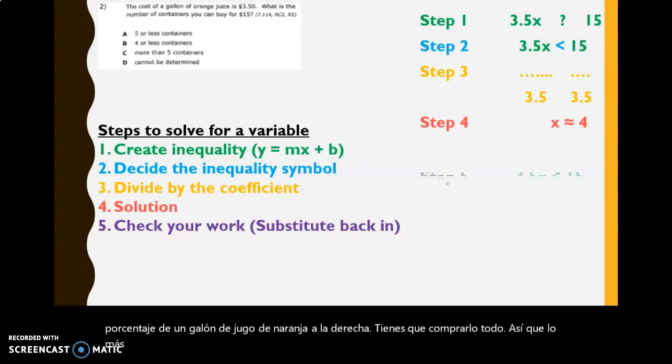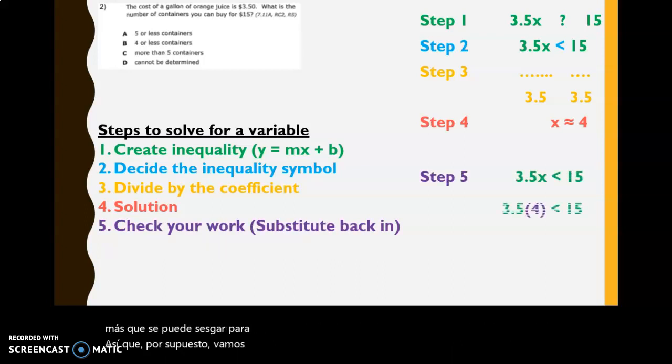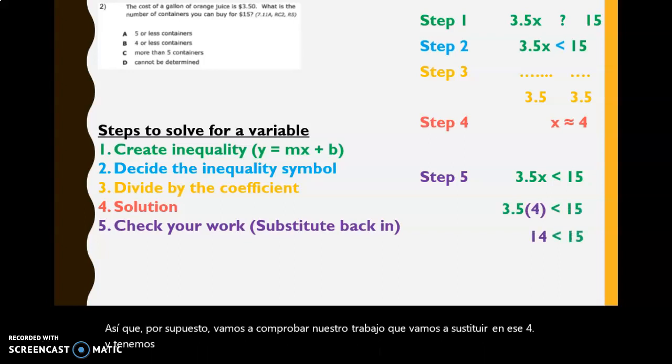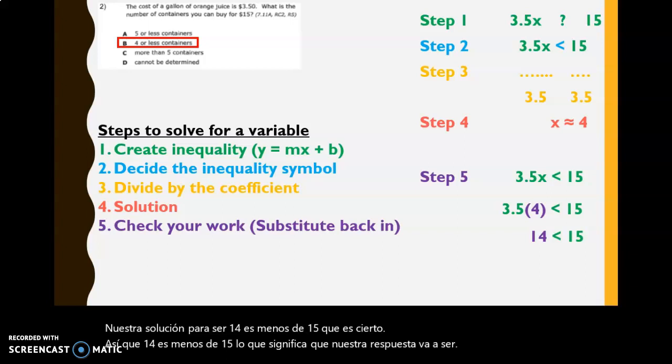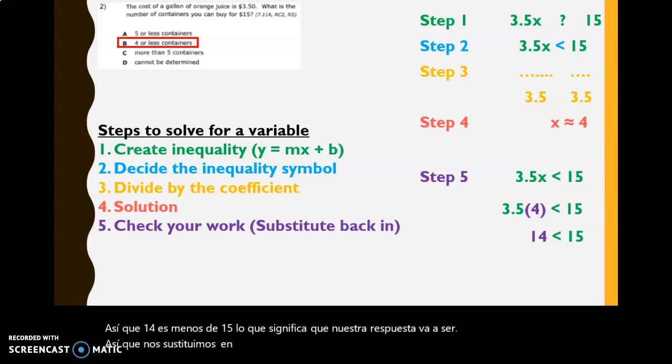So, of course, we're going to check our work. We're going to substitute in that 4. And we have 4 times 3.5. And we're going to get our solution to be 14 is less than 15, which is true. So 14 is less than 15, meaning that our answer is going to be B. Right? So we substituted in that 4 into the x, multiplied through, we get 14 is less than 15, and that is correct.